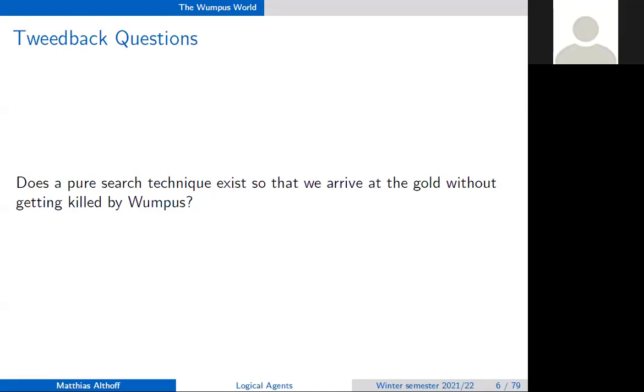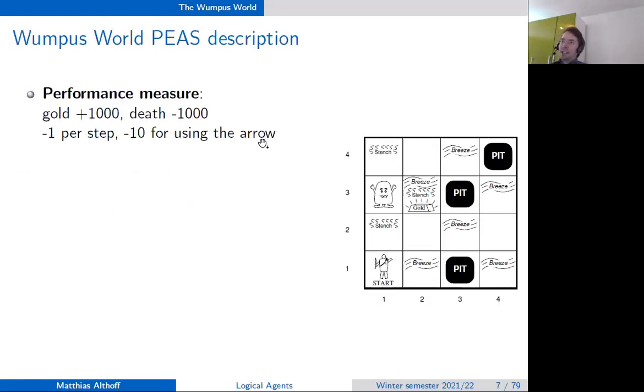Okay, so about 55% thinks no. Okay, so it's not a clear vote, but yeah, we have a small majority for no. So let's keep that in mind. Let's further discuss this Wumpus world a bit.